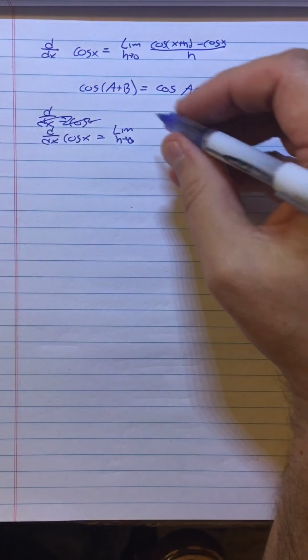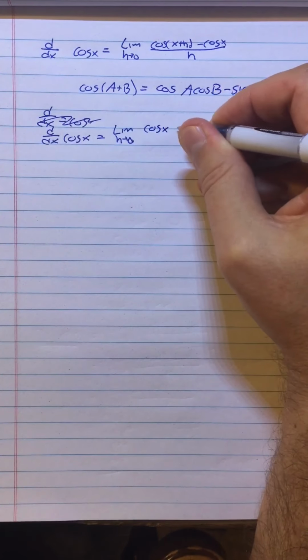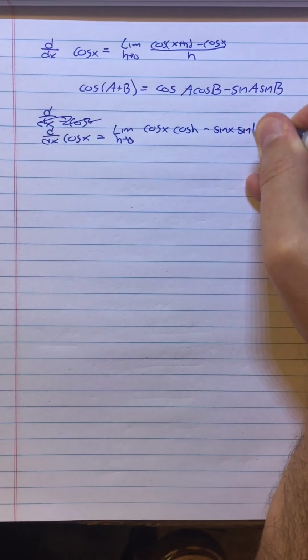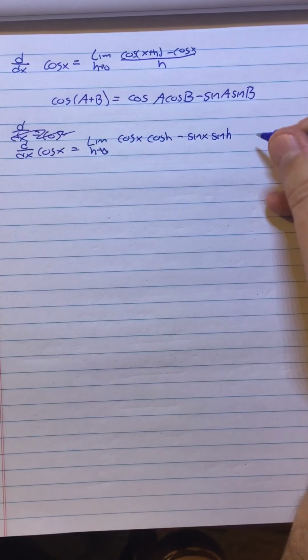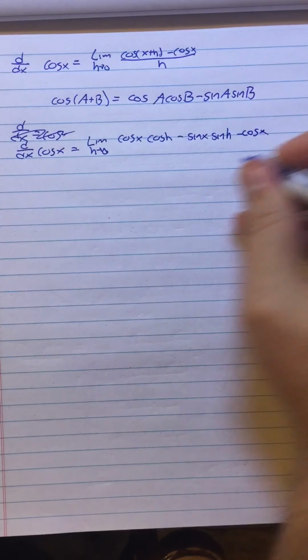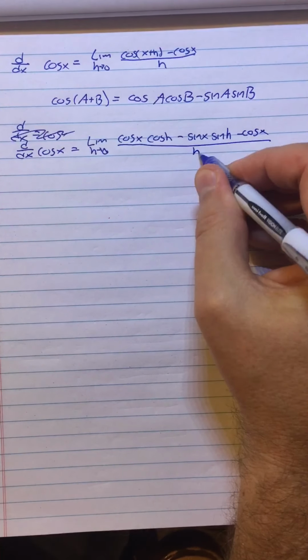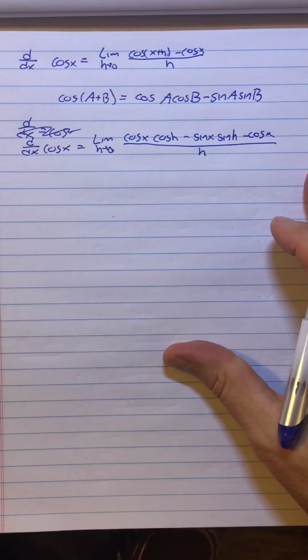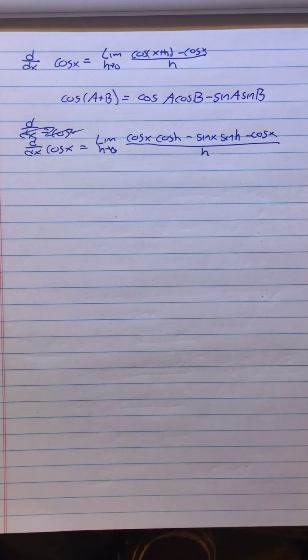All right, hopefully you've done that, and you have cosine x cosine h minus sine x sine h minus cosine x over h. Okay, now we're going to do the same trick that we did last time. So the first time you see that trick, it's like, whoa, who came up with that? But all right, it's not the first time anymore. What do you think we're going to factor? Think about that next. What should we factor? How should we factor it?